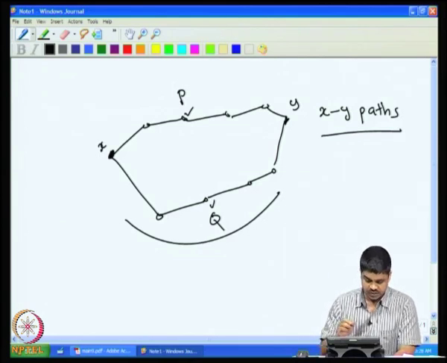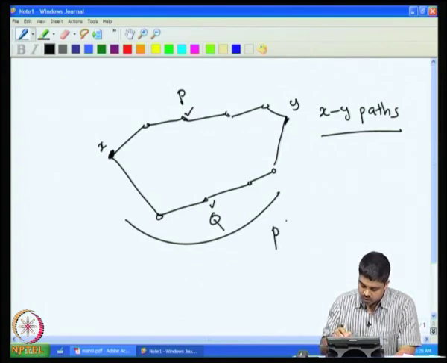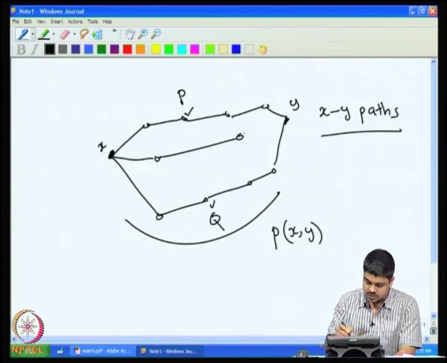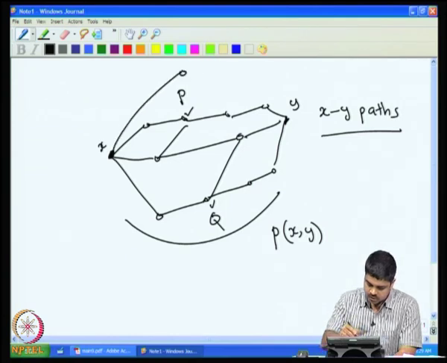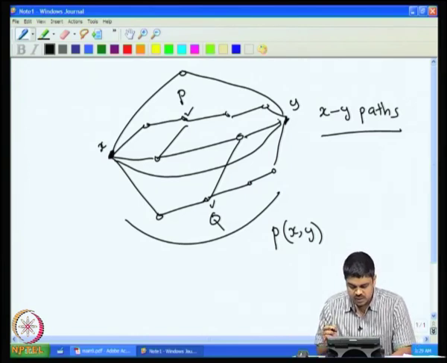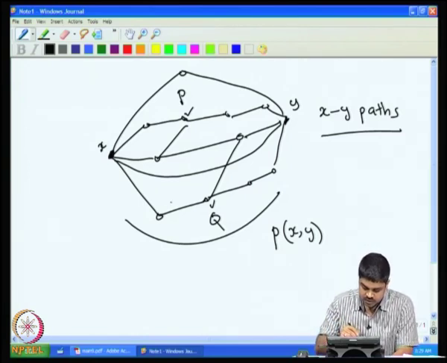The local connectivity between x and y, which we can call p of x comma y, is defined as the maximum possible number of internally vertex disjoint paths between x and y. For instance, in this graph, suppose I have some more paths, and I put several connections here, maybe even some connection like this. So, how many internally vertex disjoint paths can we see?